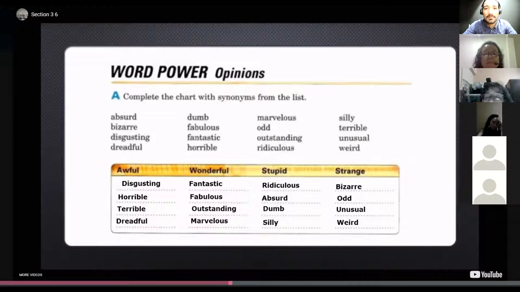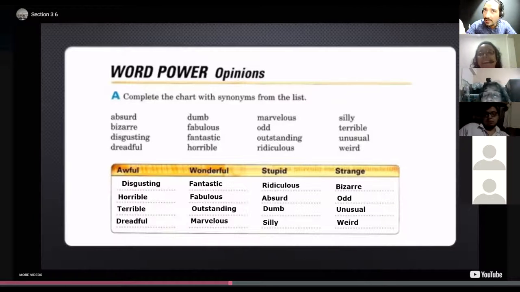Dumb. Very good. Silly. Now, this word, silly, is for fancy words. You know, like, oh, you're so silly. You see? They're so silly, right? When they want to tell you stupid in a very polite way.